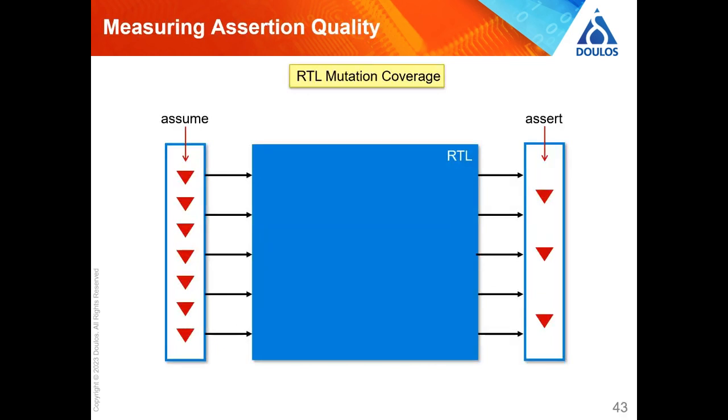Another thing formal can help us with is measuring the quality of our verification checks or assertions using a thing called mutation coverage. The idea with mutation coverage is that the formal tool will automatically inject faults into the RTL, represented here by bugs that we've injected, and then measure which of those faults are detectable by your assertions. And this will tell us the quality of our checks.